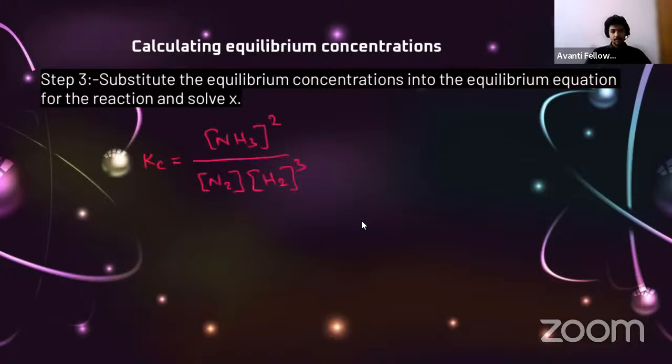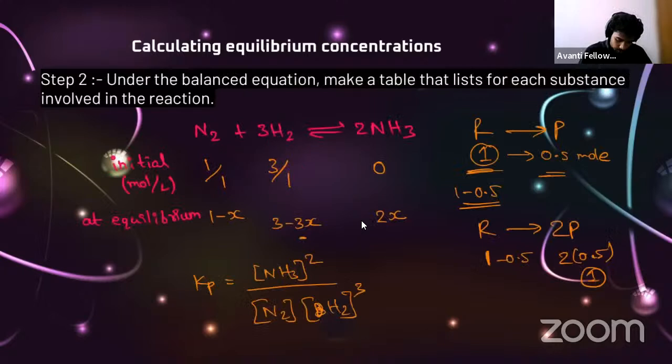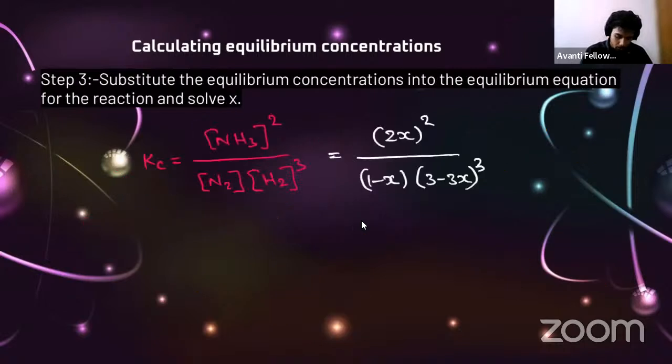Now step 3, what we need to do? Substitute the equilibrium concentration in the equilibrium equation. Okay. Now whatever we deduced, all those things you need to substitute here. Like the equilibrium concentrations, just substitute them in the equation now. Now, if you substitute, what you'll get? 2x square, right? By 1 minus x into 3 minus x cube.